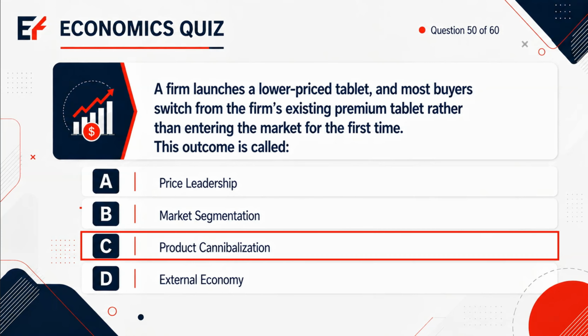Option A is incorrect because price leadership involves one firm setting a price that competitors may follow. Option B is incorrect because market segmentation divides customers into groups with different needs or characteristics. Option D is incorrect because an external economy is a cost advantage created by wider industry or regional growth.